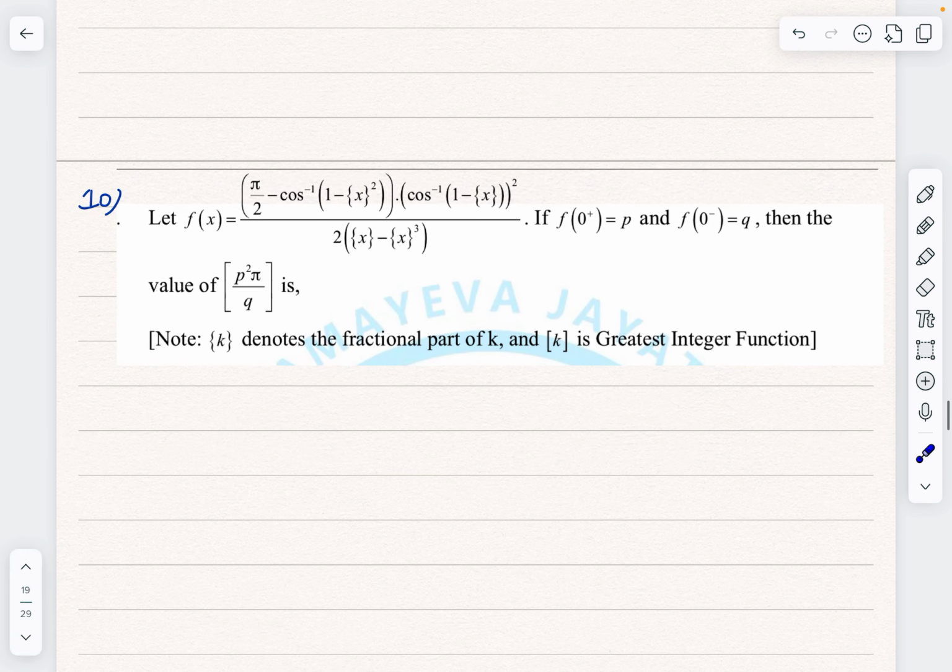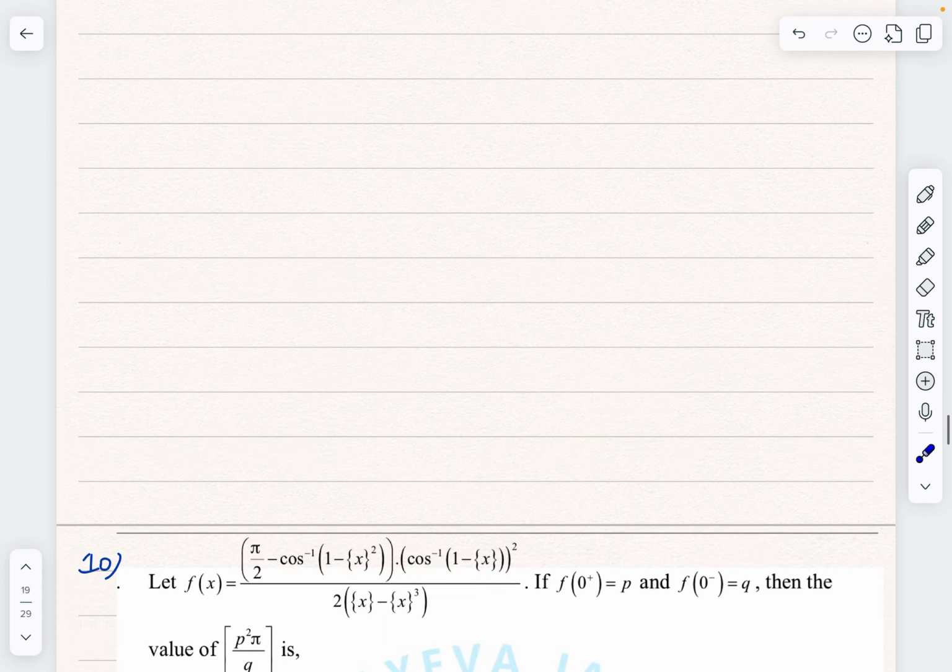Next. 10th one, let f(x) equal to (pi by 2 minus cos inverse of 1 minus {x} square) into cos inverse of (1 minus {x}) whole square divided by 2 times {x} minus {x} cube. If f of 0 positive is p, f of 0 negative is q, then find the value of p square pi by q. You can pause and give it a try. Let us start discussion.